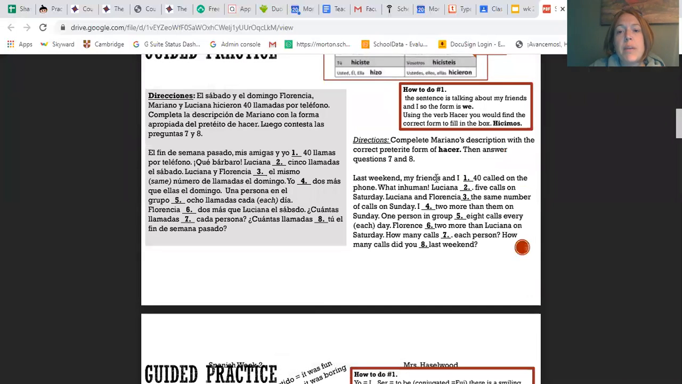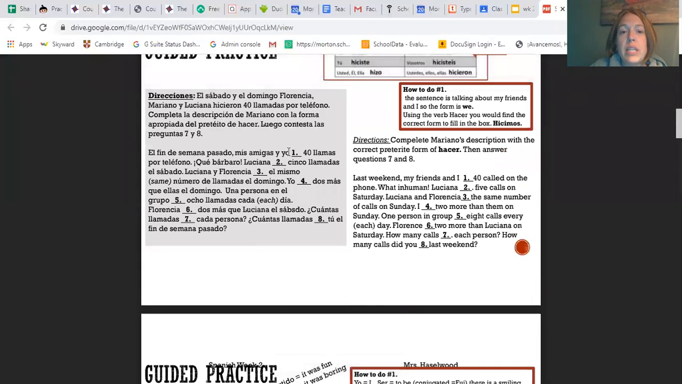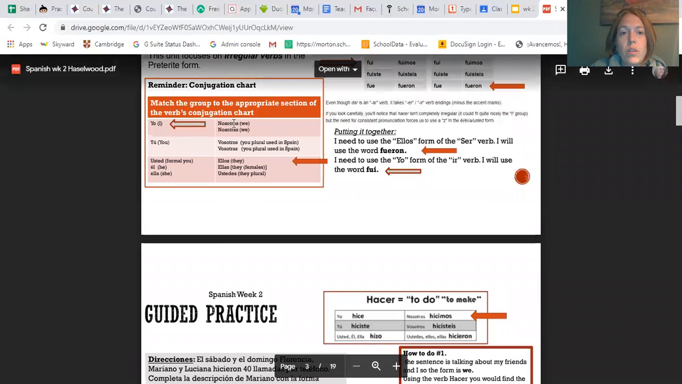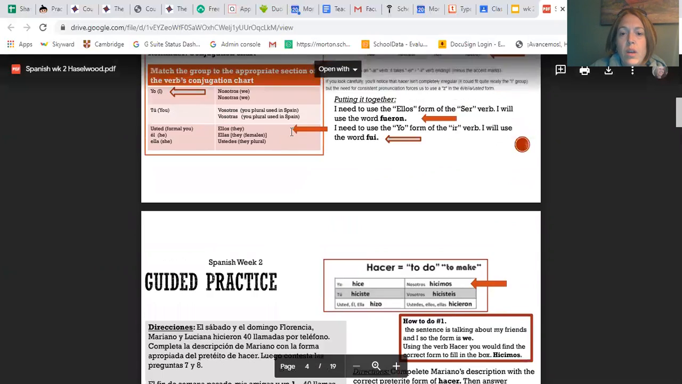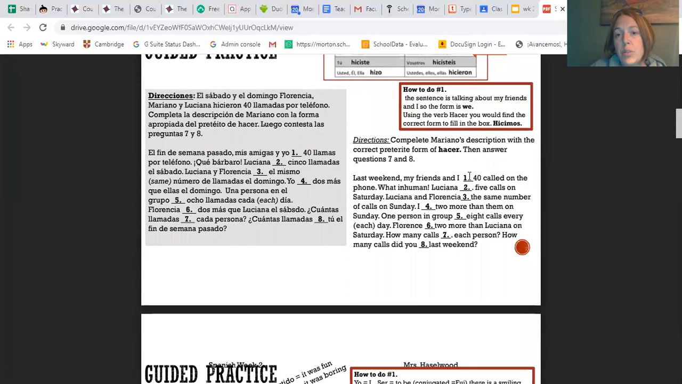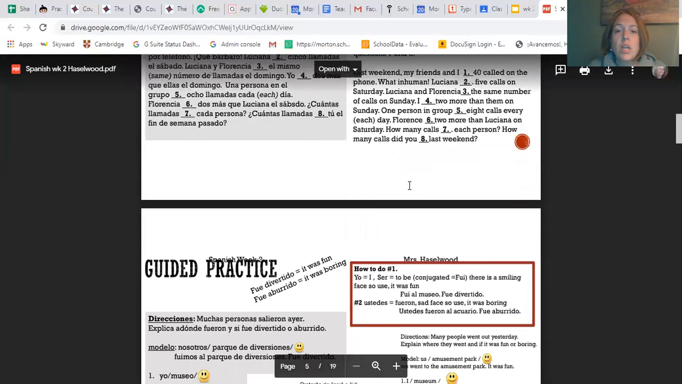So last week, my friends and I, so that would be we, right? My friends and I. So we are going to say, this is the translation right here. That is we, which is going to be nosotros. And this would be the conversion right in here. So that would be your answer to 1. So hopefully that helps you guys work through where that works.